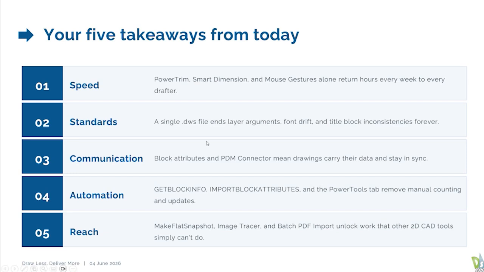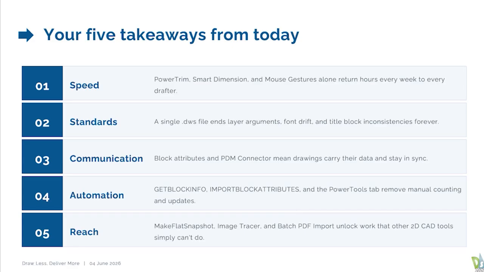Communication: block attributes and PDM connectors mean drawings carry the data and stay in sync. Automation, like Get Block Info, means no need to count how many blocks exist, like the chairs or tables on your factory floor.